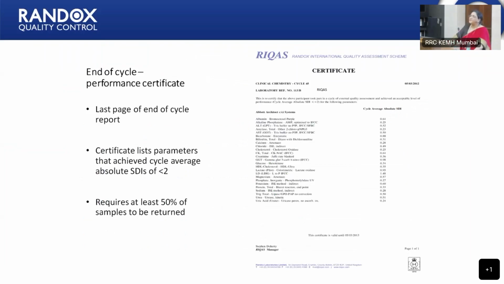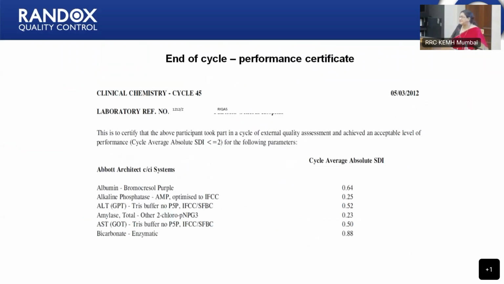The last page of the end of cycle report includes the certificate of performance. If the average absolute SDI for the particular analyte is less than 2, then the performance is considered acceptable. Else it is considered out of acceptable limit.